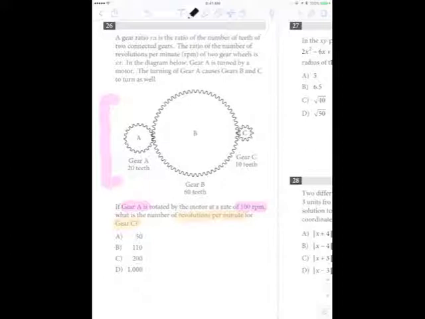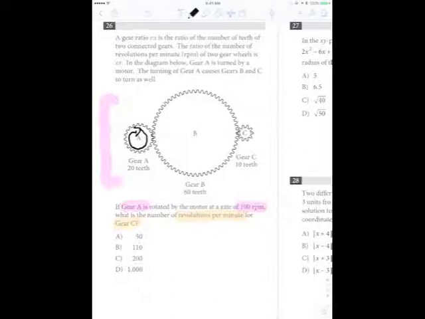So let's think about one full turn of gear A. We'll just draw a turn there. How much does that turn gear B? Is it one full turn of B? No, not really. It's probably not even half a turn, and that's because gear B is so much larger than gear A. Now what about B and C?